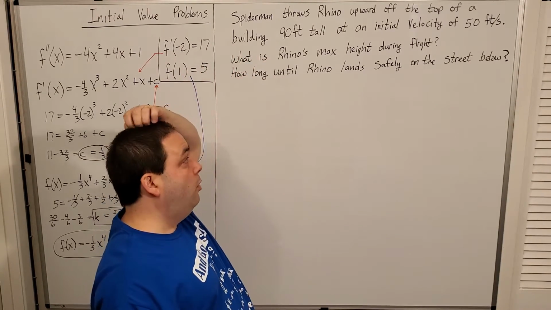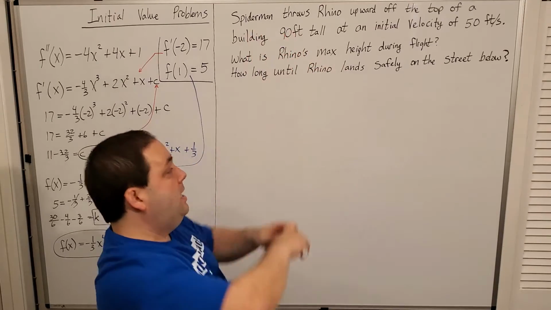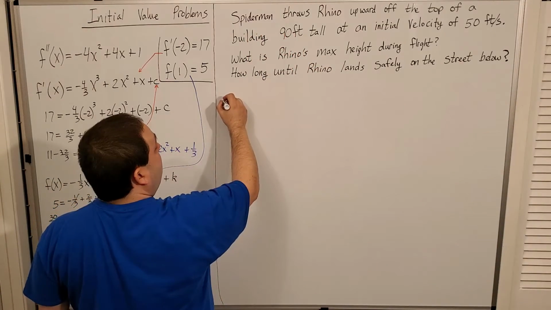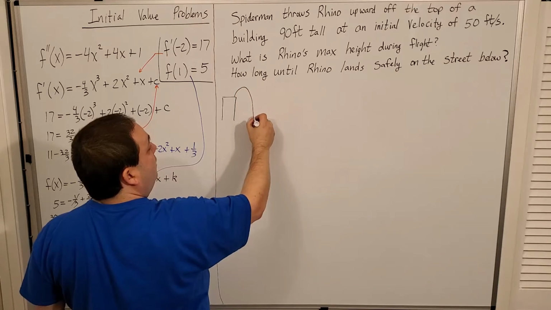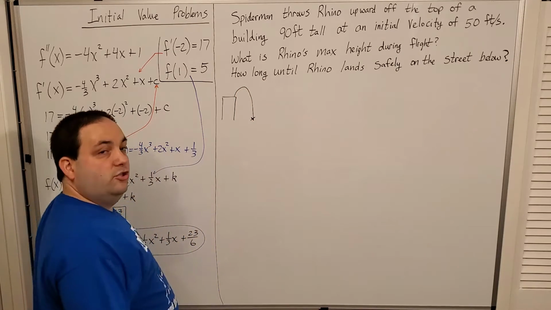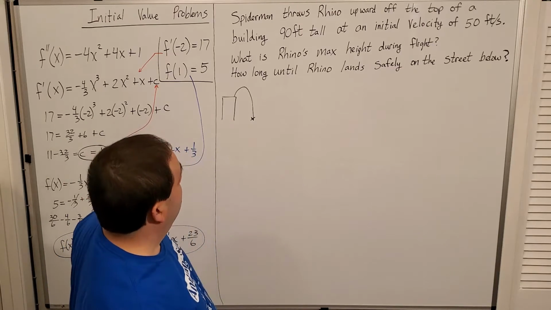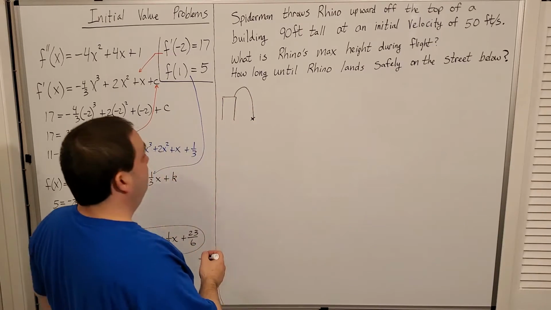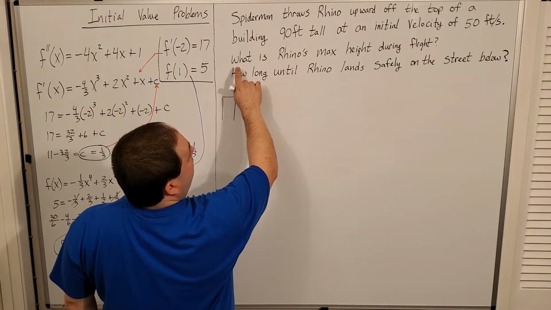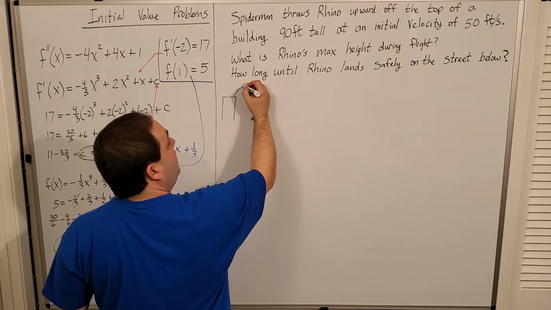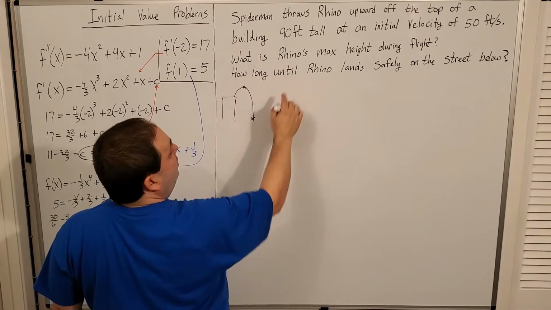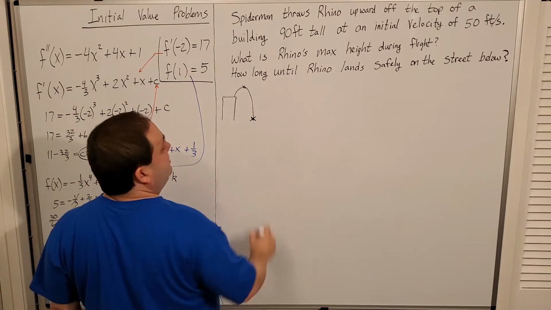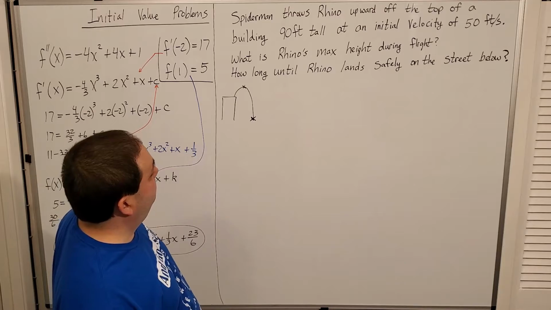Spider-Man throws Rhino upward off the top of a building. Whee! Right? It's a fun ride. Like, here's the building, right? Spider-Man's throwing Rhino upward, and then Rhino eventually will land on the street on his feet. Okay, so it's doing this. They want you to find out what is Rhino's maximum height. So in other words, how high is this point up here? And how long did it take until Rhino landed safely on the street below?